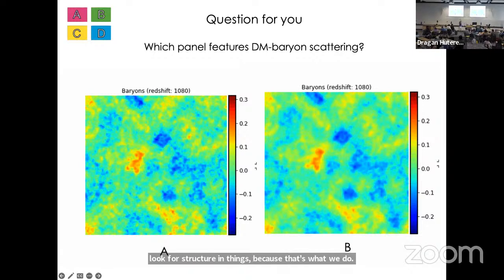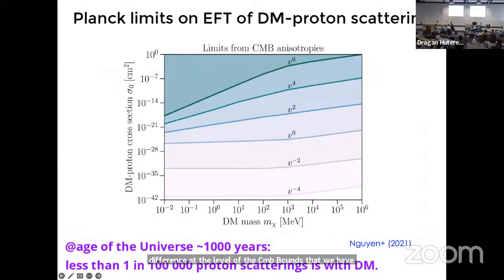And by the way, this is tremendously smooth, way, way smoother than the CMB is allowed to be. If I showed you the difference at the level of the CMB bounds that we have, which I'm going to show you, here are the bounds for a variety of models that we have right now, you wouldn't be able to tell them apart with the naked eye, right?